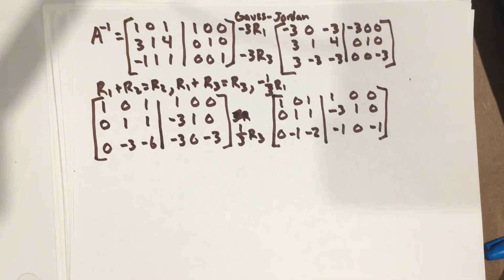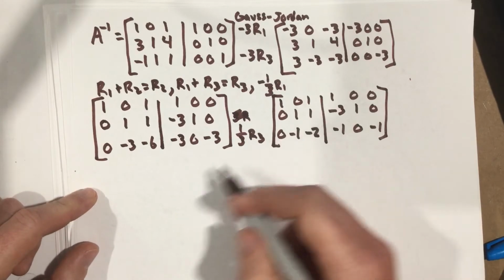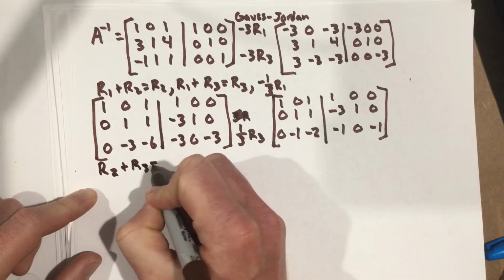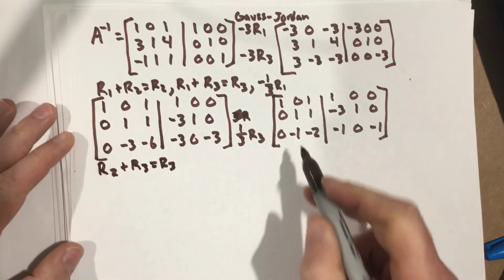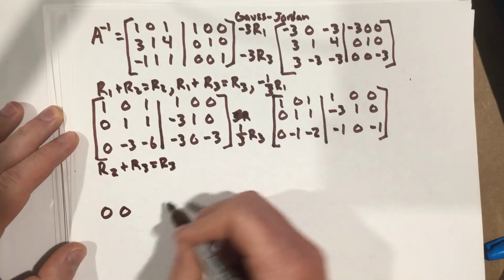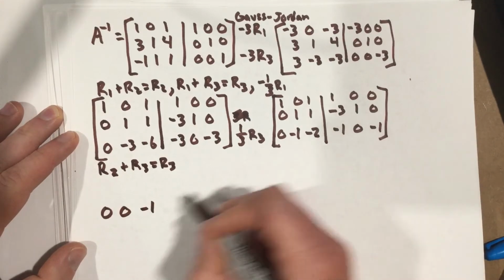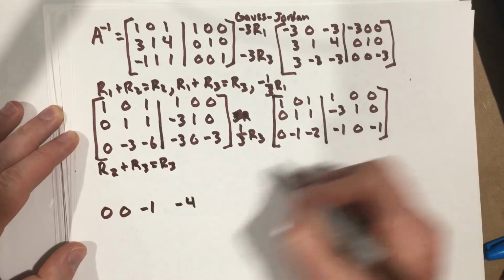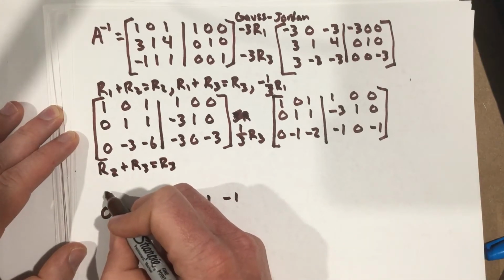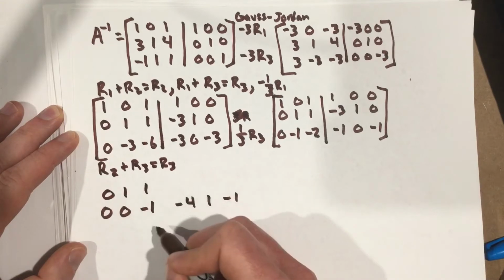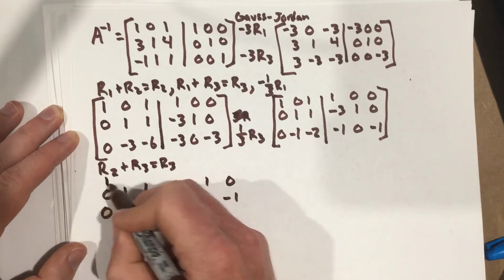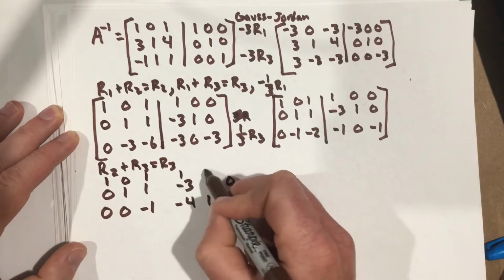All right. Now we're going to add row 2 with row 3. That's going to equal row 3. So as we do that, we get 0, 0, when we do 1 and -1, -1, -4, 1, -1. All other things stay the same. 0, 1, 1, -3, 1, 0, and then 1, 0, 1, 1, 0, 0.